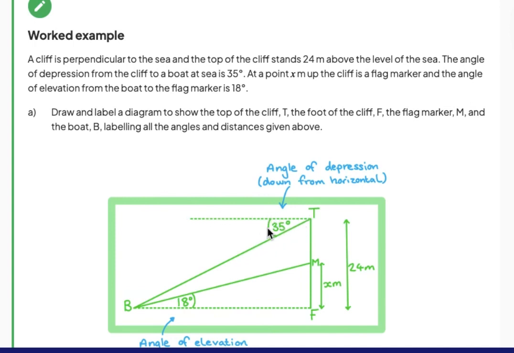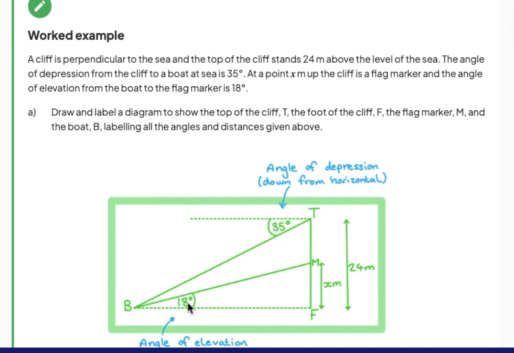Now you're looking downward, so you have an angle of depression between the horizontal eye level and the line of sight when you're looking downwards. When you're looking at the sea at B, the angle of depression from the cliff to the boat is 35 degrees. Remember, this angle is alternate to this place, this whole place. Here to here is only 18, but the whole thing is 35.